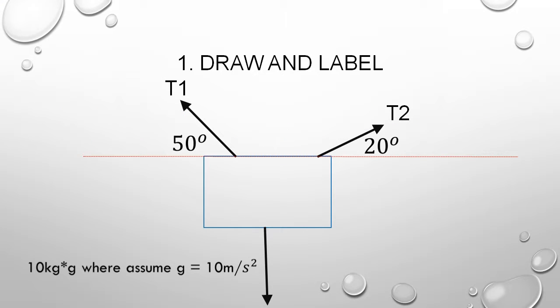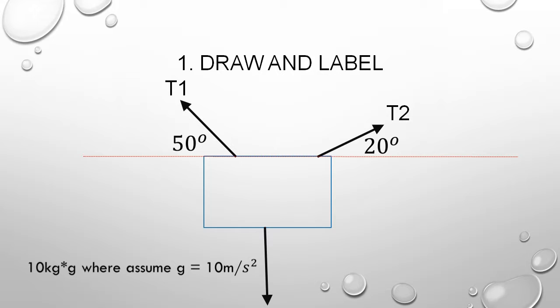So the first step is to draw and label. As you can see, our object is drawn as a block, and there is a force that's going down, which is the gravitational force. The object is 10 kilograms, so you know that the force would be 10 kilograms times the acceleration of gravity, which is 9.81 meters per second squared. But in a lot of cases, when you state the assumption that it is 10 meters per second squared, it simplifies the math, and they would actually let you do it. Of course, if it's a multiple choice, then it is best for you to put 9.81 just to have more accurate results.